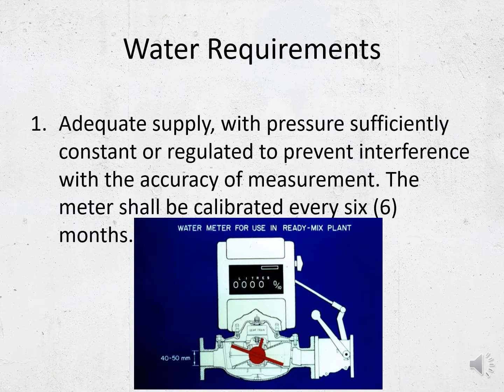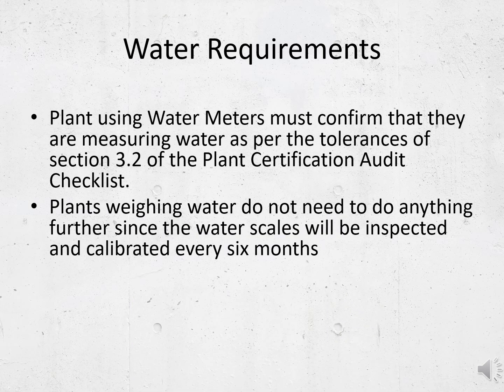An adequate supply of potable water should be available for production, with pressure sufficiently constant or regulated to prevent interference with the accuracy of measurement. Unregulated flow rates can vary significantly if well water is used. If water is only metered, the meter shall be calibrated every 6 months. Ask for and submit water meter calibration records, both current and past, to look for consistency. If water is all weighed, make sure the scale used for weighing the water has current and past scale calibration test report records dated at compliant intervals.